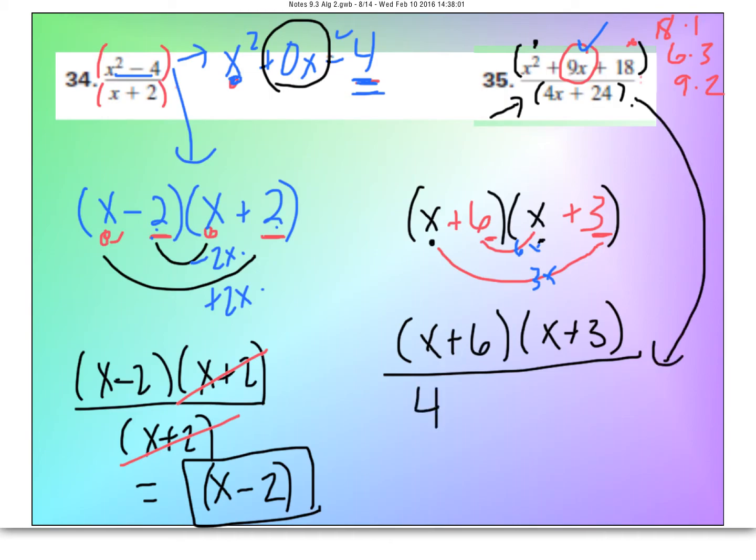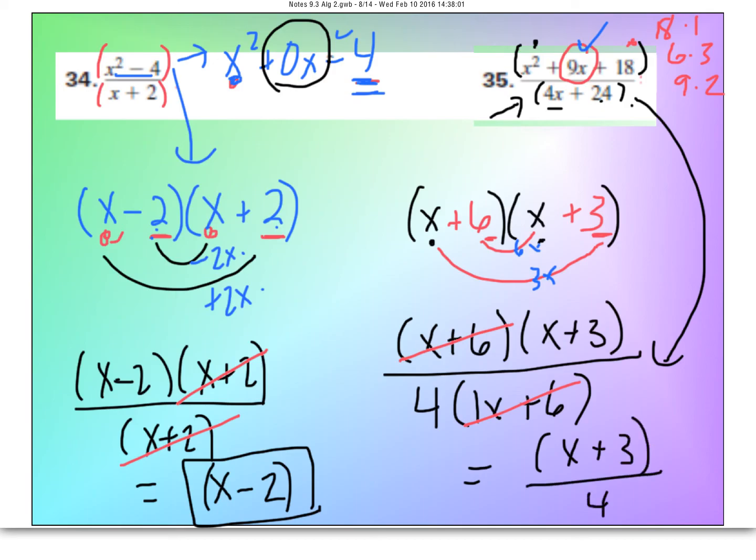So I'm going to pull the 4 out. 4 divided by 4 is 1x. 24 divided by 4 is 6. Now you can hopefully see there's an obvious group. X plus 6 can cross out. So with that, what we're left with on the top is x plus 3, and on the bottom is a 4. No other groups match, so that's our final answer.